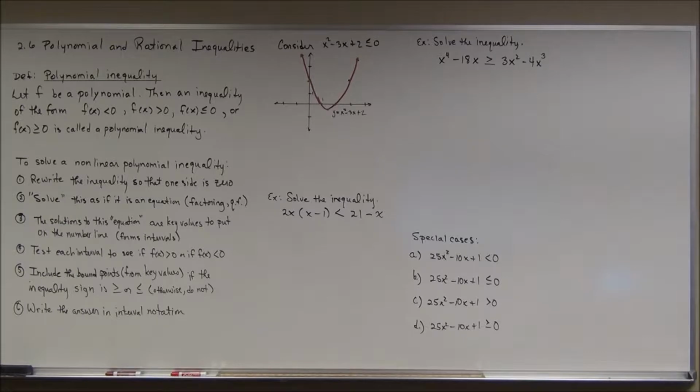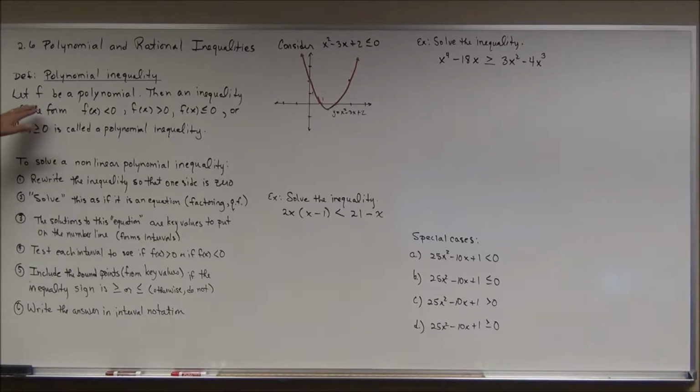Alright, we're going to start our new section here on polynomial and rational inequalities. Now we did study polynomial and rational equations earlier in this chapter, and we did some discussion of linear inequalities way back in a previous chapter. So what we're going to do is combine some of that information to solve polynomial and rational inequalities. We'll start with polynomial inequalities.